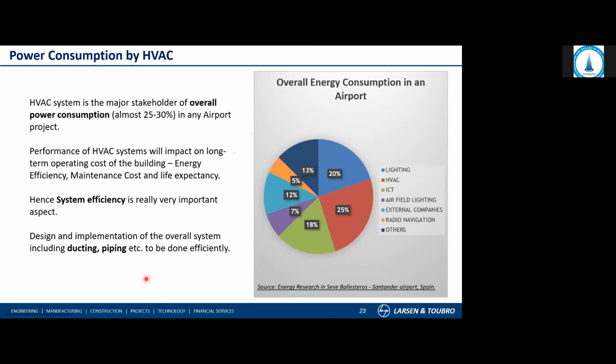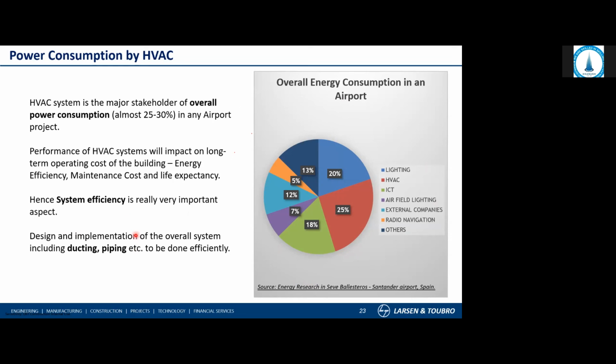Now, since a lot more equipment is involved in a building to provide the HVAC system, it is the major power consumer for a particular building. This is a typical pie chart analysis of an airport, where you can see HVAC is the major stakeholder for the energy consumption, which is 25%. So energy efficiency is very, very important for HVAC.